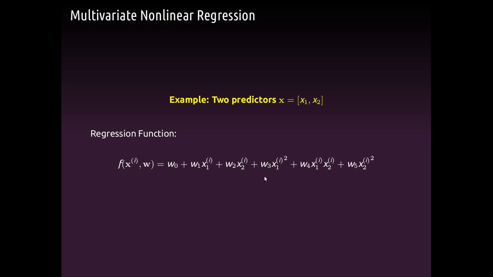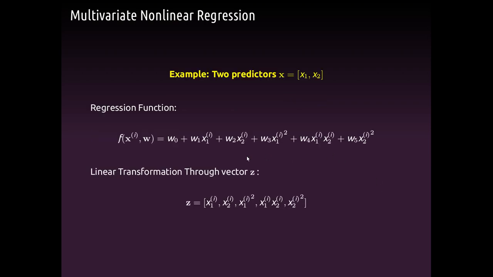So here the function starts to be non-linear, plus w4 x1^(i) x2^(i) plus w5 x2^(i) squared. So we have a multivariate non-linear function, and we want to find the list of coefficients of this particular function.